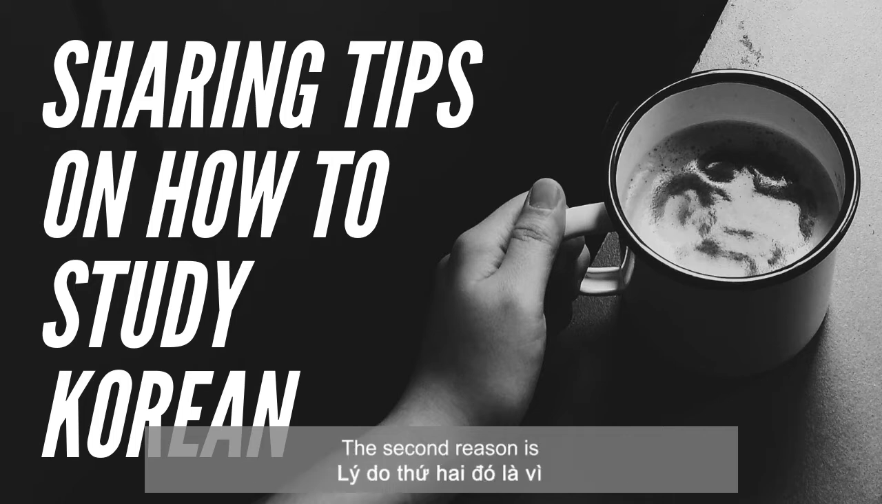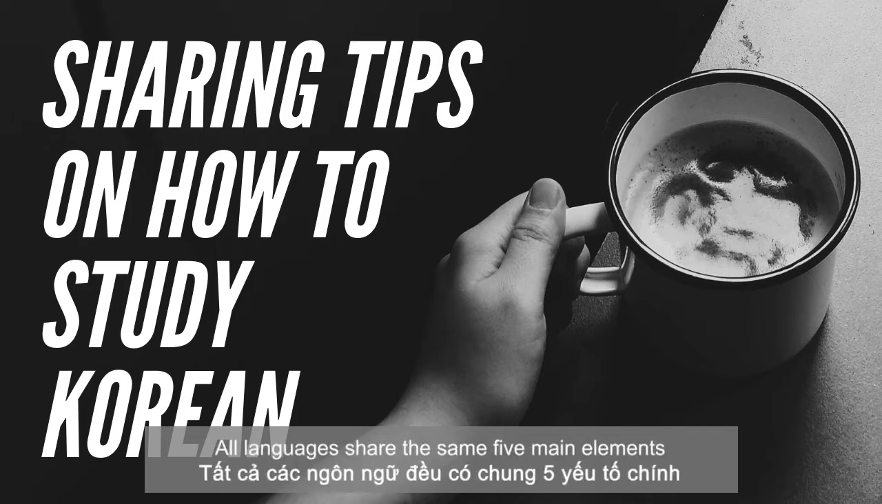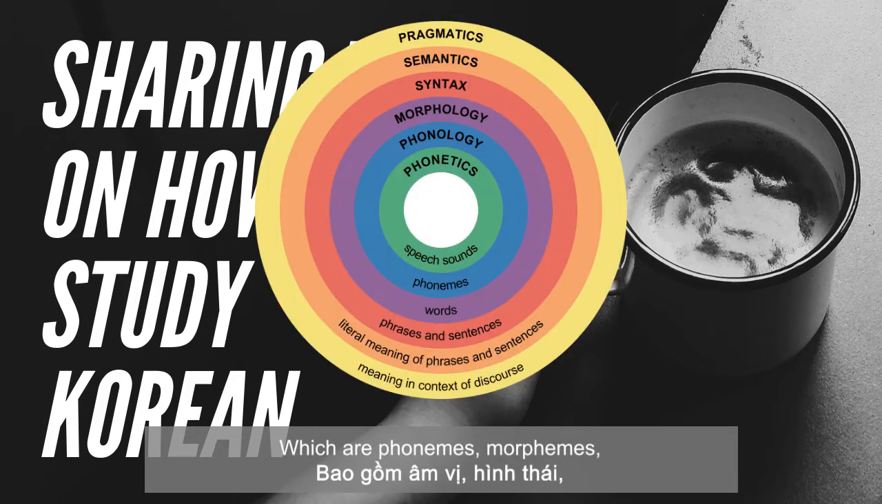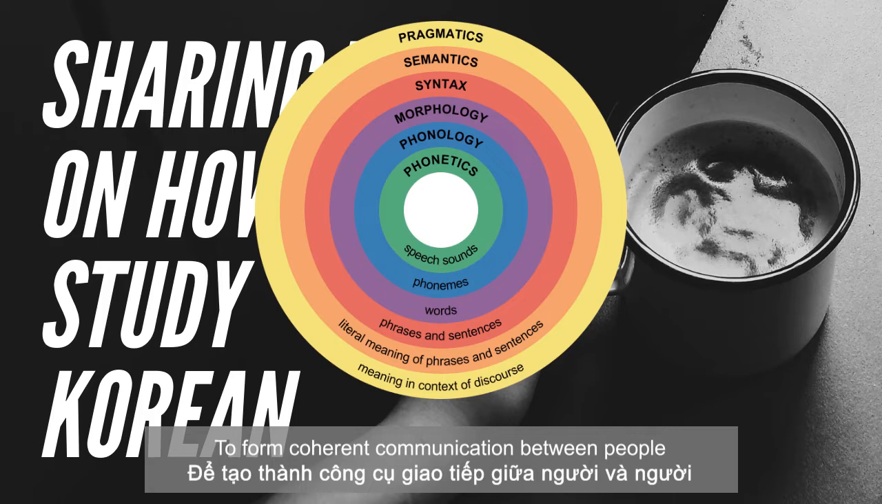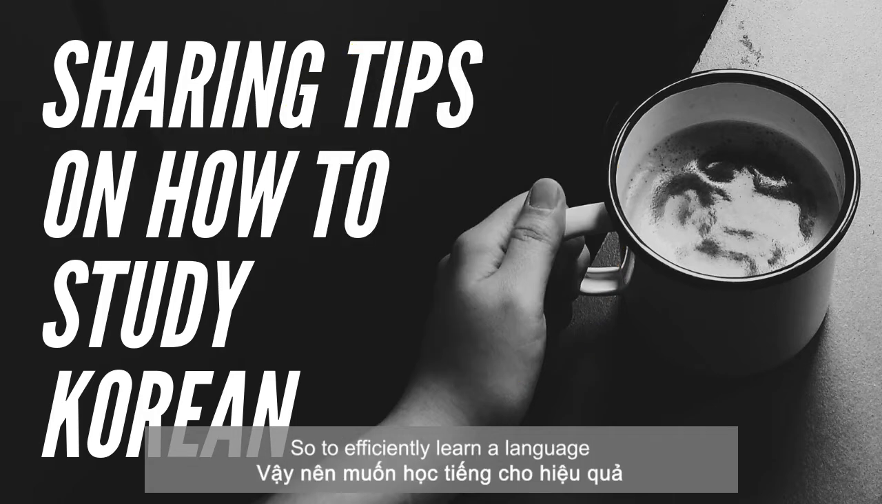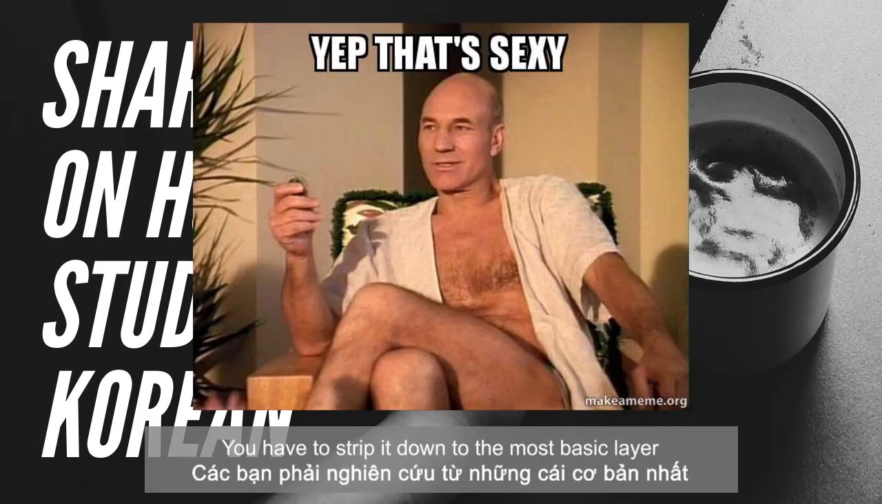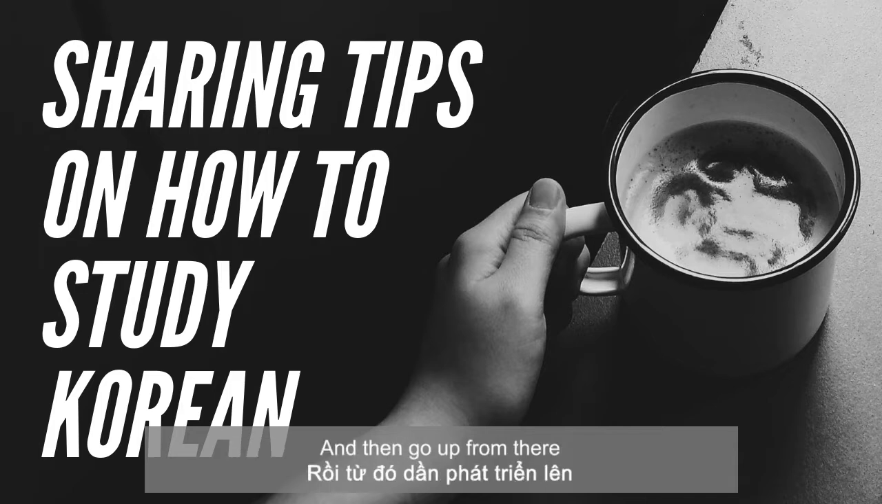The second reason is, though different from one another, all languages share the same 5 main elements, which are phonemes, morphemes, lexemes, syntax, and context. These 5 elements build each other up and work together to form coherent communication between people. So to efficiently learn a language, you have to strip it down to the most basic layer and then go up from there. Now let's get into the real deal.